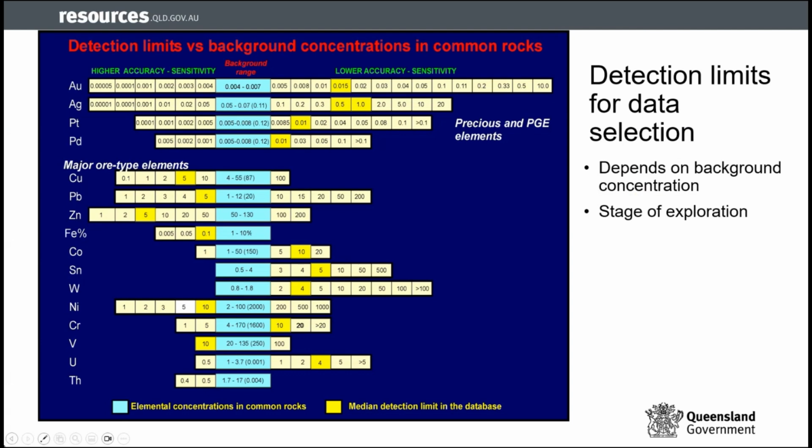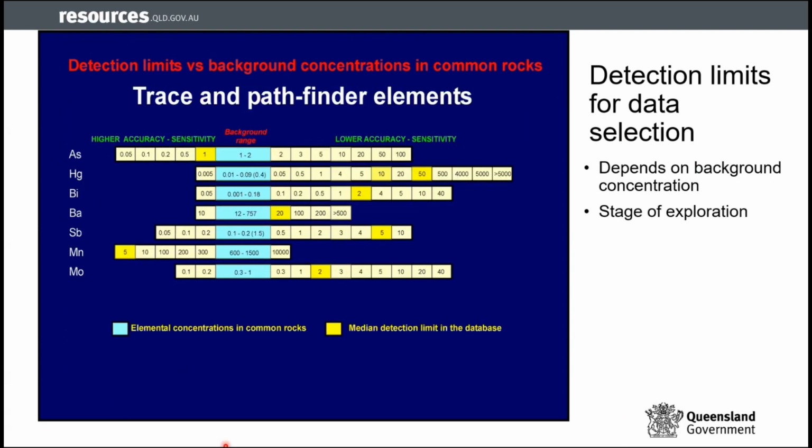Another strong point of this database is that it captured the detection limit. This is some work that I've done many years ago, but it's still valid in the sense that the blue are the range of backgrounds in common rocks. That's the range. In yellow, the darker yellow are the median detection limit in the database, and the others, the yellows, are just the various detection limits itself. That's for trace elements. Well, how do you use them? Basically, the usefulness depends on what stage of exploration. For example, if you're in exploration, you really need the high precision data on this end.